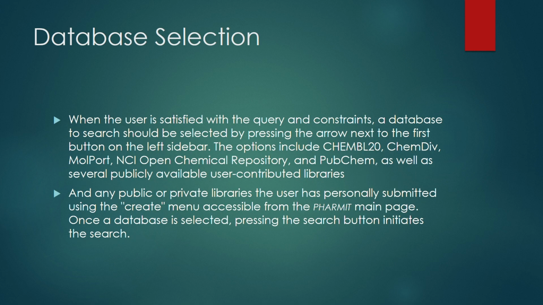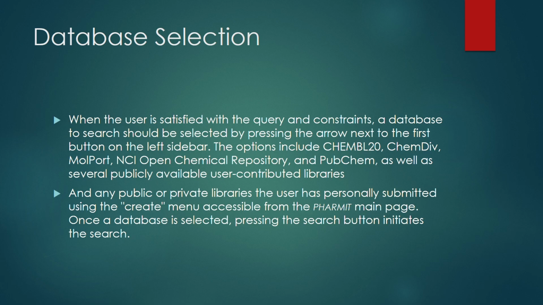The next is about database selection. When the user is satisfied with the query and constraints, a database to search should be selected by pressing the arrow next to the first button on the left sidebar menu. The options include ChEMBL 20, ChemDiv, MolPort, NCI, Open Chemical Repository, and PubChem, as well as several publicly available user-contributed libraries. When the users are done with their query and their shape constraints, the next step is database selection.